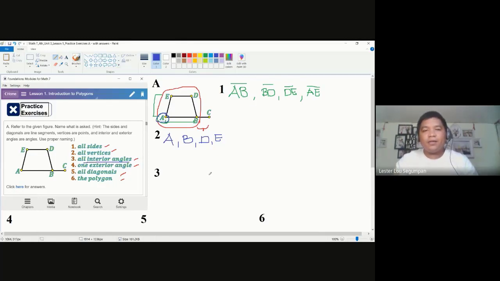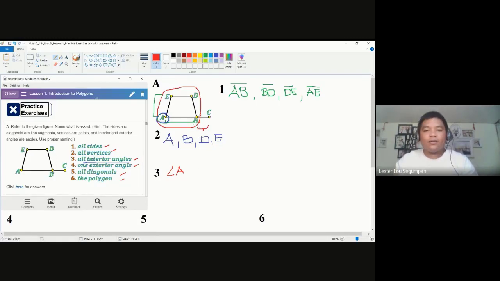If you can still remember, the interior angles are the angles formed and are found in the interior of the polygon. So the first angle is the angle wherein the vertex is A. So we could use here angle A. Let me use another color just to differentiate them. So you have angle A. The second angle is angle B.